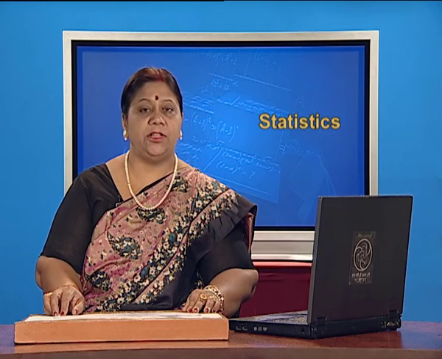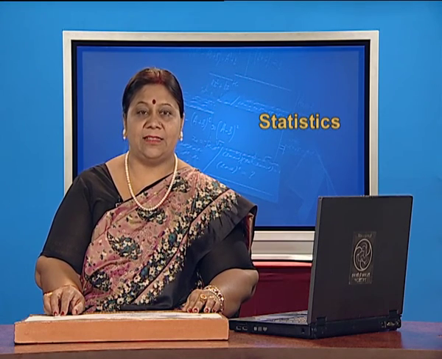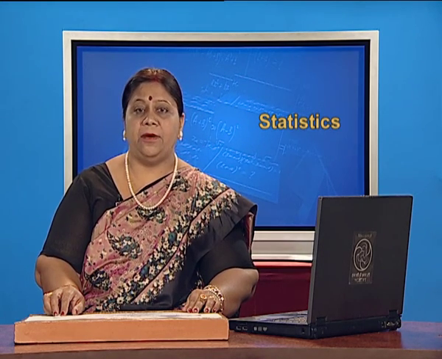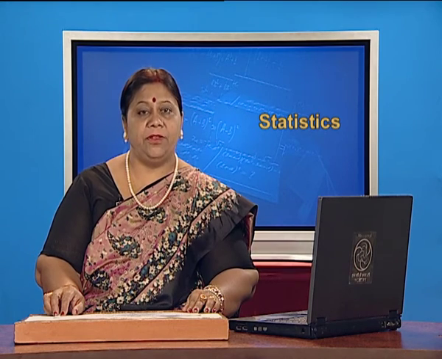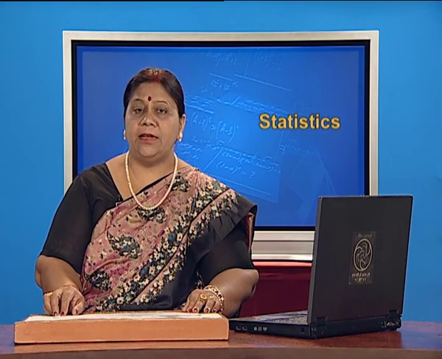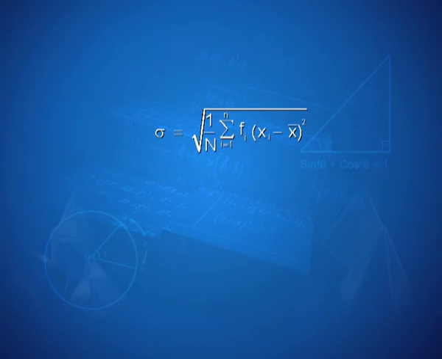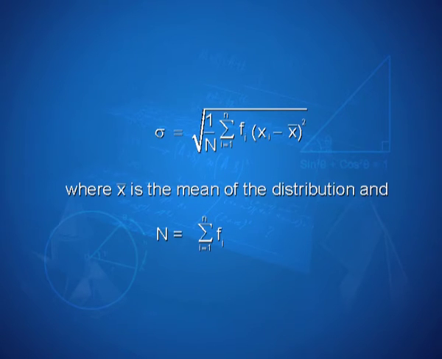If there is a frequency distribution of n classes, each class defined by its midpoint xi with frequency fi, the standard deviation will be obtained by the formula sigma is equal to positive square root of 1 upon n into summation i varying from 1 to n fi into xi minus x bar the whole square, where x bar is the mean of the distribution and n is equal to summation i varying from 1 to n fi.